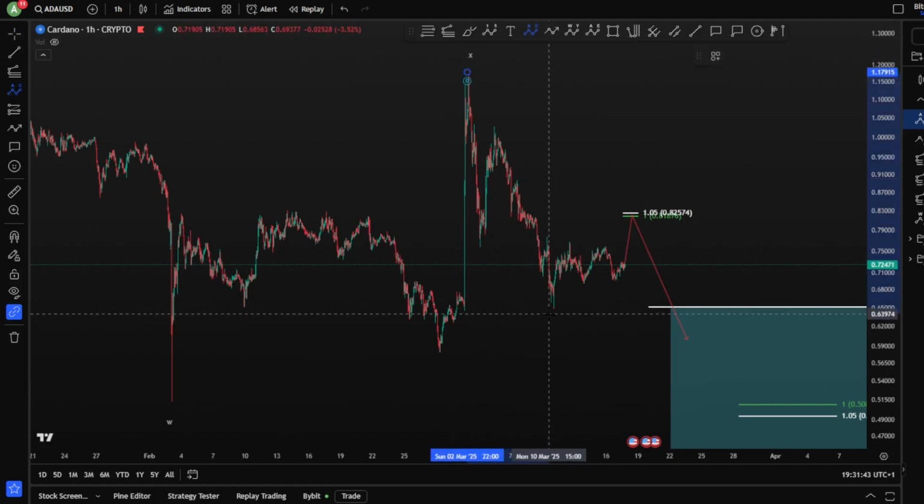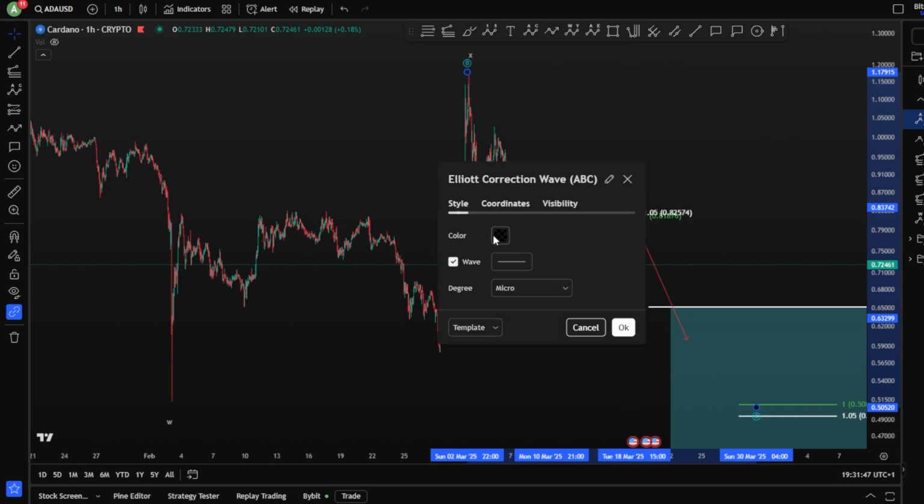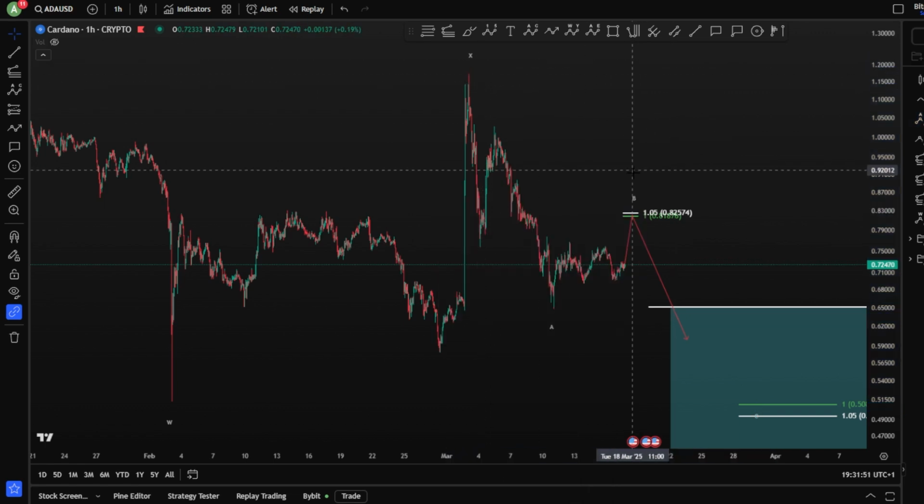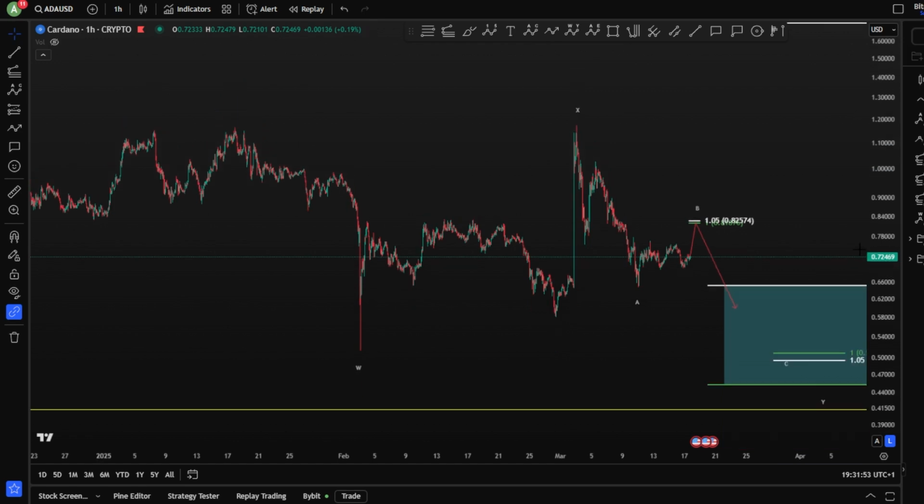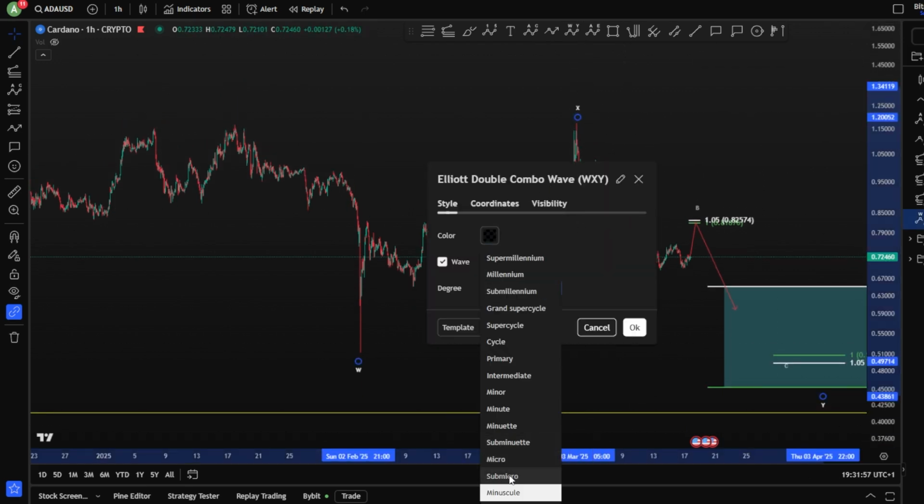Meaning 3 waves down, 3 waves up, and 5 waves down. And we're gonna put this, of course, in the gray scenario. And yeah, so these potentially are the insights for ADA.